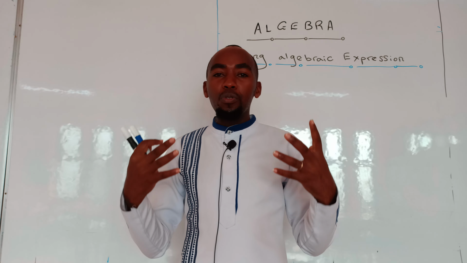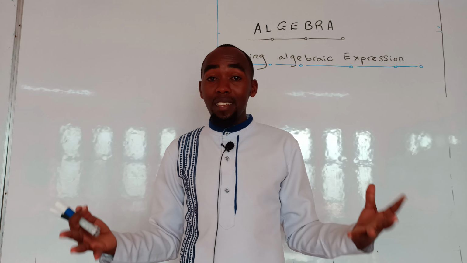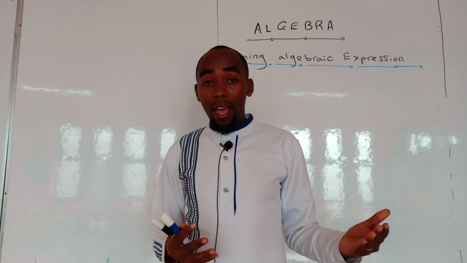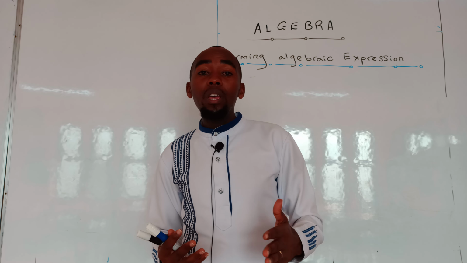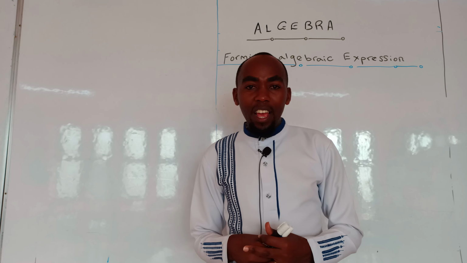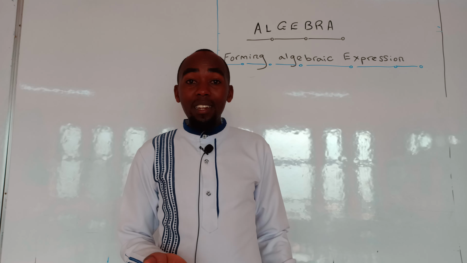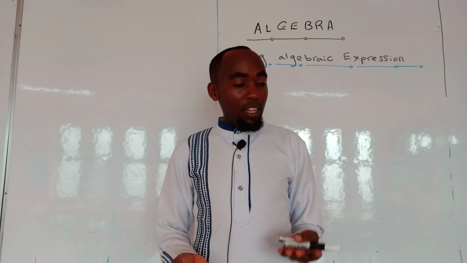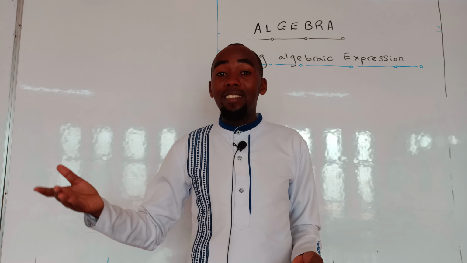But today I want to simplify it and make it as easy as possible, because algebra is where we deal with letters the same way you deal with numbers. For instance, if you have 10 shillings, then someone gives you 50 shillings. What do you have in total? It's 50 plus 10, and you get 60 shillings.